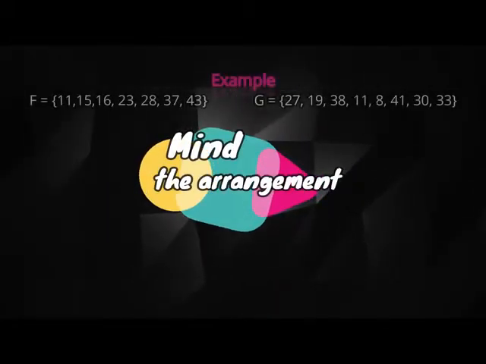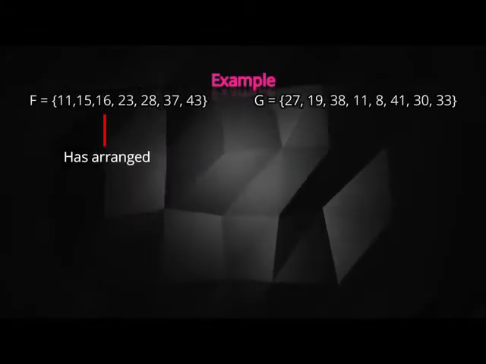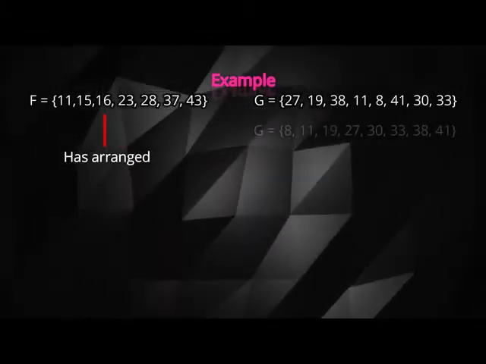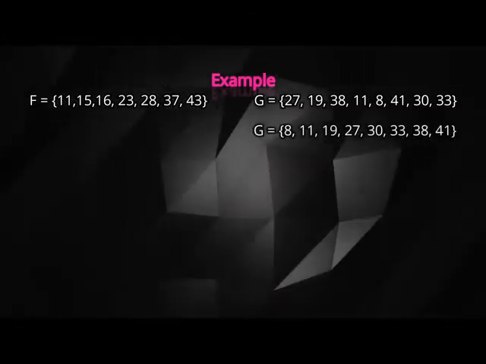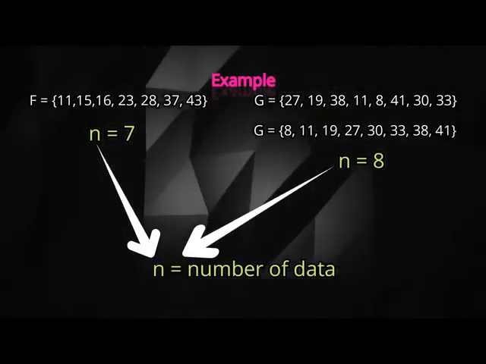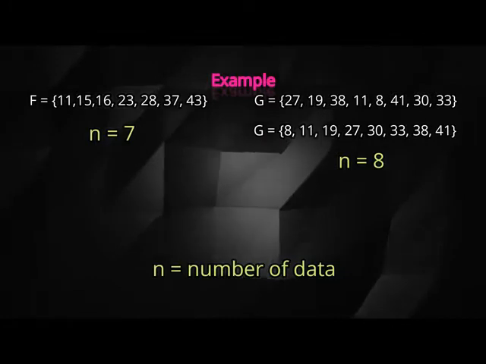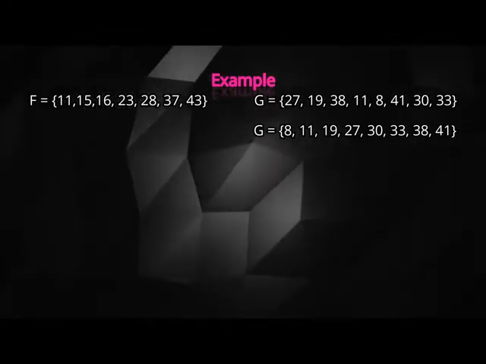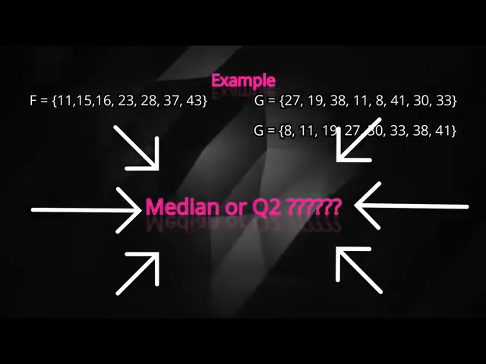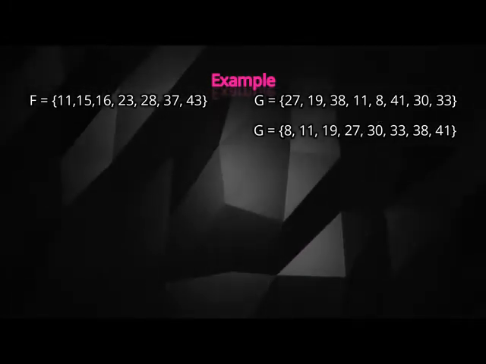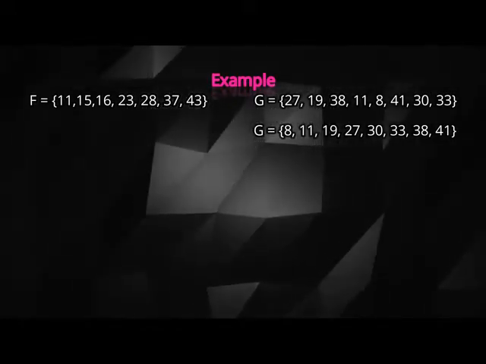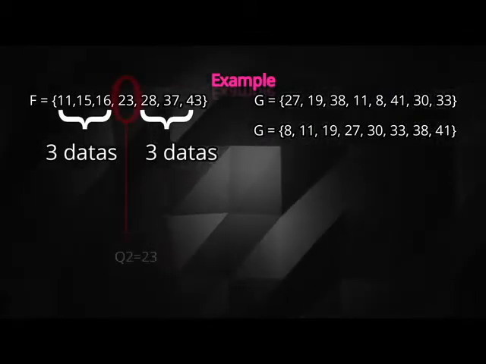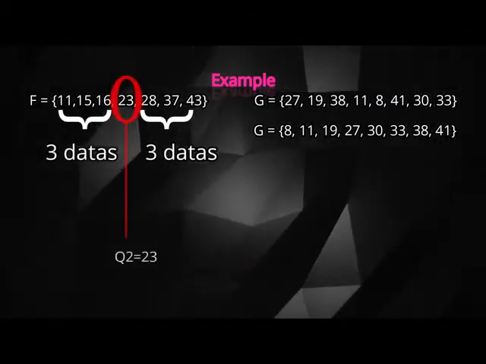Let's do some examples. In order to find the quartiles, you have to arrange the data in order. Set F is already arranged in order, and that is the arrangement for set G in order. As you can see, in set F there are 7 data, and there are 8 data in set G. First, you need to find the median or the quartile 2. Remember, quartile 2 divides data in 2 sections equally. So for set F, quartile 2 is 23 because the first half is 3 data and the other half of data is 3 also.